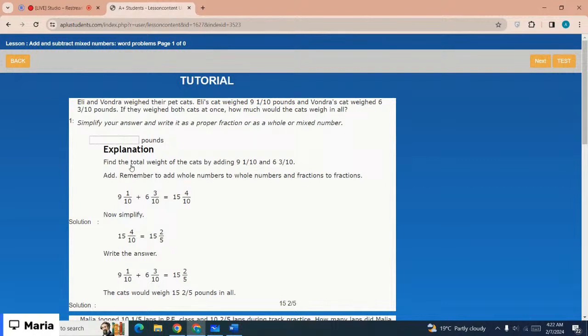You need to add 9 whole 1 by 10 and 6 whole 3 by 10. So how do you add? Simply add their whole numbers. 9 plus 6 makes 15 and 3 plus 1 makes 4. That is 15 whole 4 over 10. You can divide them by the common factor. So that is 15 whole 2 over 5. Got it? The correct option is 15 whole 2 over 5.